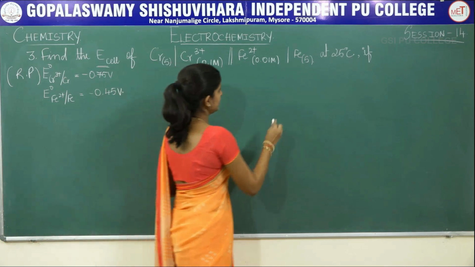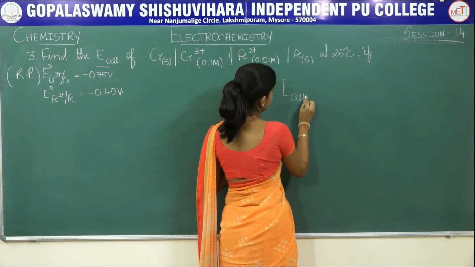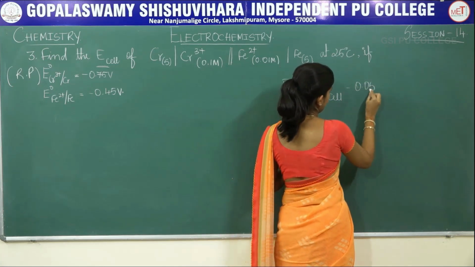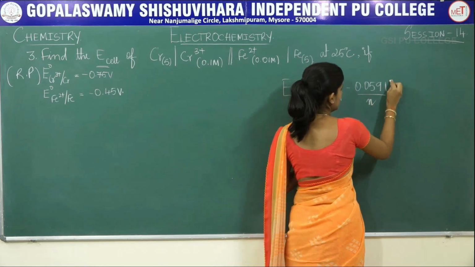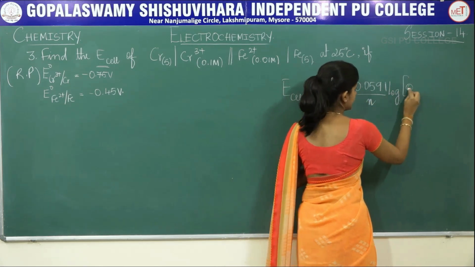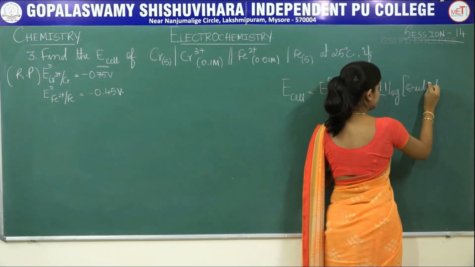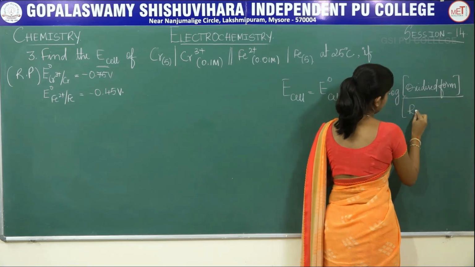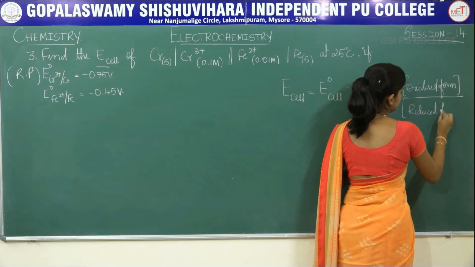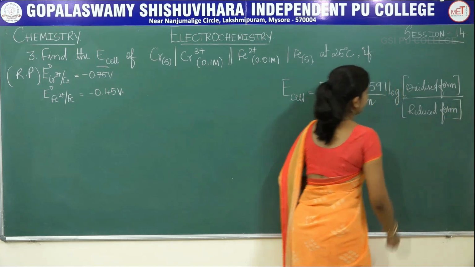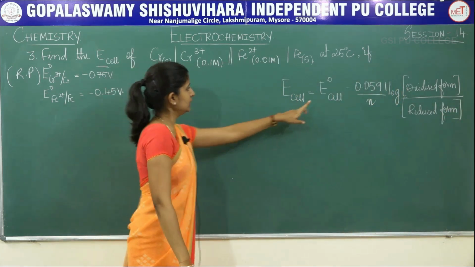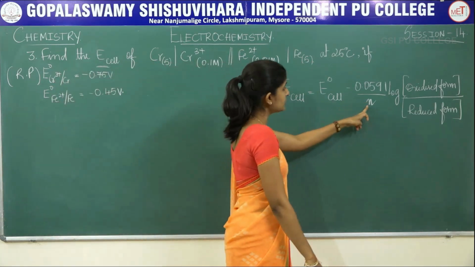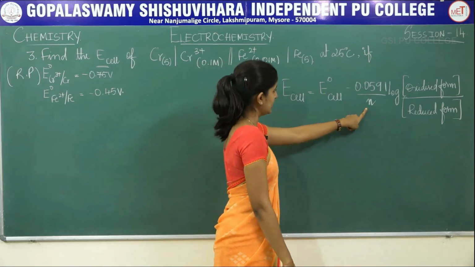So let us take the formula, the Nernst equation. E cell is equal to E naught cell minus 0.0591 by N log of concentration of oxidized form divided by concentration of reduced form. If I look into this, E naught cell is not given in this problem, you have to calculate it. N is also not given. So both things you have to calculate.